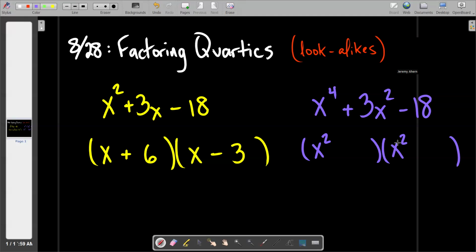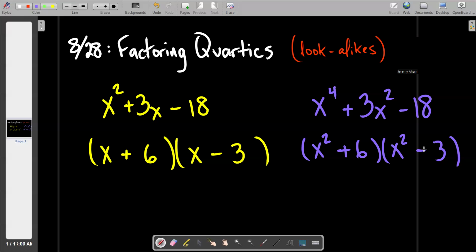So the rest of this problem is exactly the same. If you haven't yet, you'll see exactly what I mean when I say it's a quadratic lookalike. It just flows the same. I'm just buffing my exponents is all. So I'm still going to put a plus 6. And I'm still going to put a minus 3, and I am done.